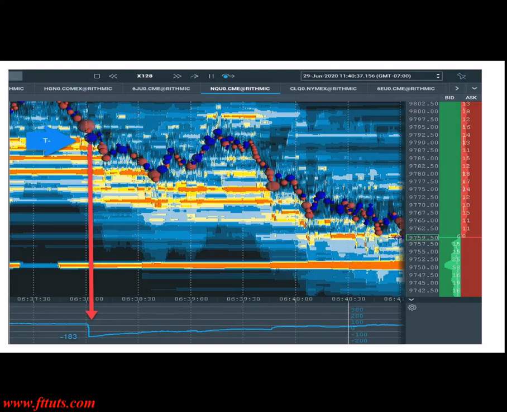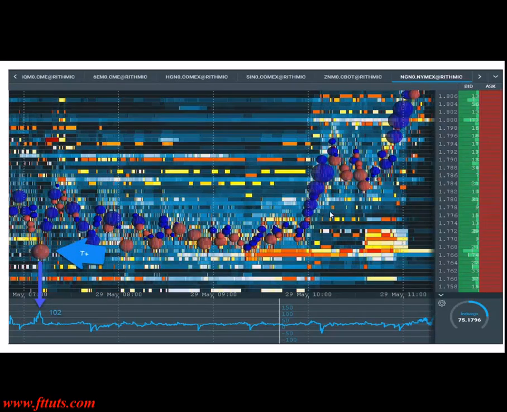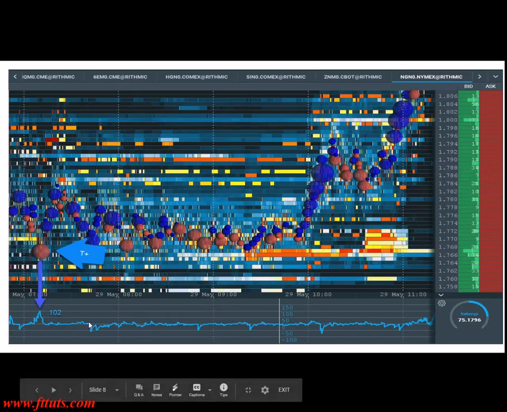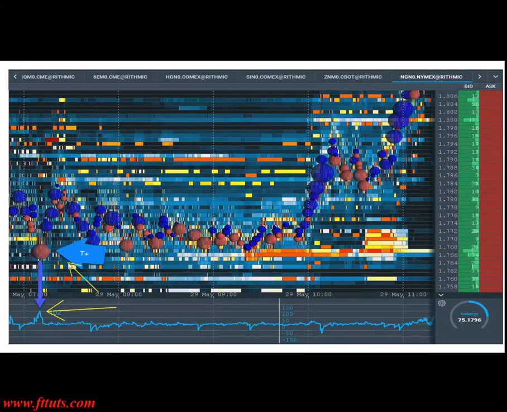Next example is, this was natural gas. So we had 102 contracts traded there as buy icebergs. Our threshold in natural gas is 100, so it's right on the threshold. It's worth a trade, right? So you see the heavy selling come in right into a wall of orders here.